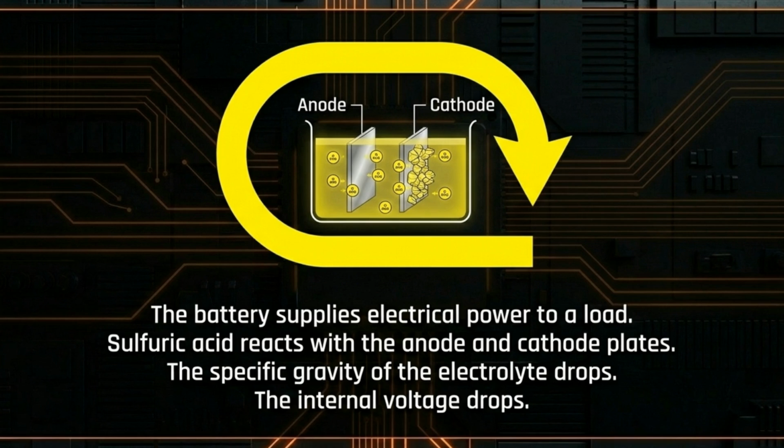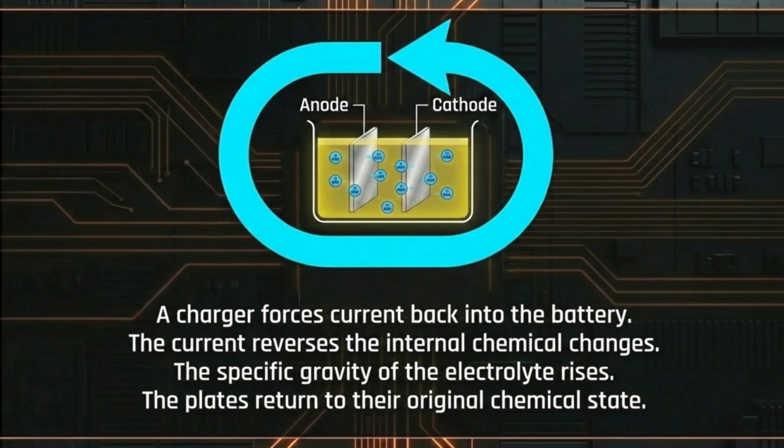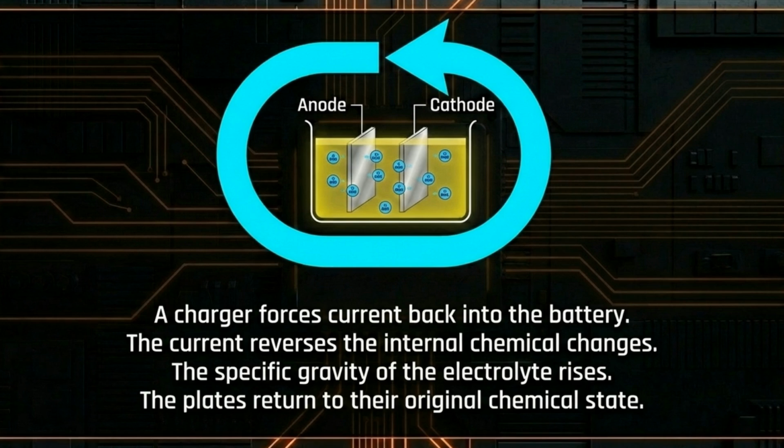During discharge, the battery powers a load. Sulfuric acid reacts with the plates, causing the electrolyte's specific gravity to drop and the internal voltage to decrease. When charging, a charger forces current back into the battery, reversing the internal chemical changes. This causes the specific gravity to rise as the plates return to their original state.